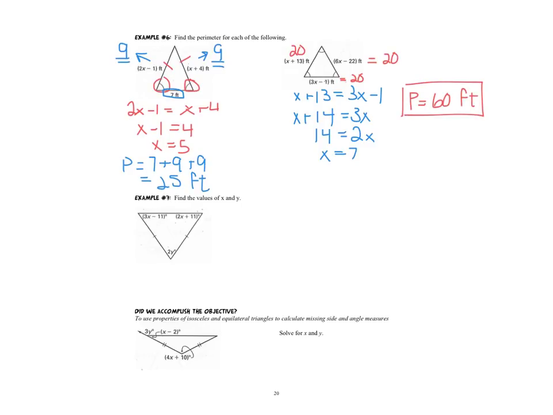Not squared, area would be squared. Example 7 here, we want to find the values of x and y. Notice this time our variables are inside the angles. So your initial instinct may be to add up all three angles. So 3x minus 11 plus 2x plus 11 plus 2y, and the angles do add up to 180.